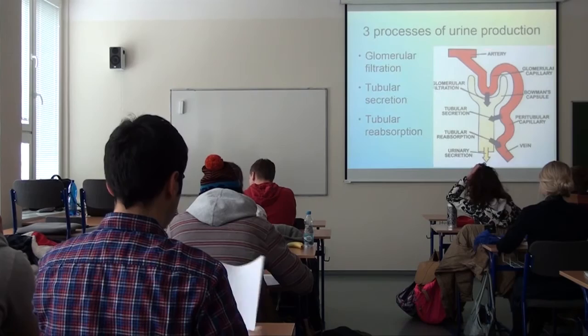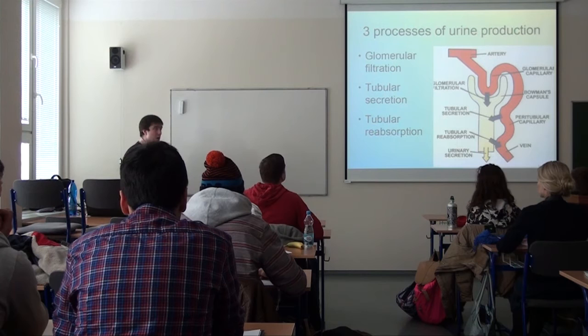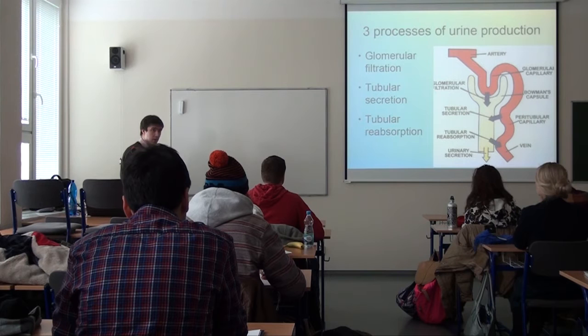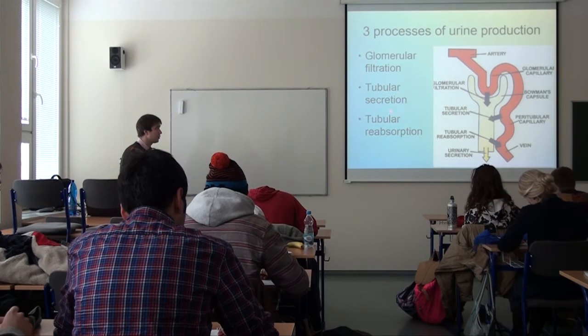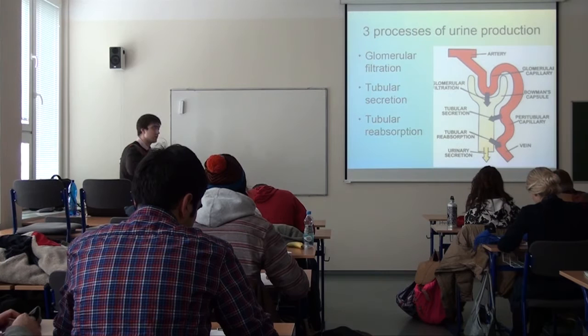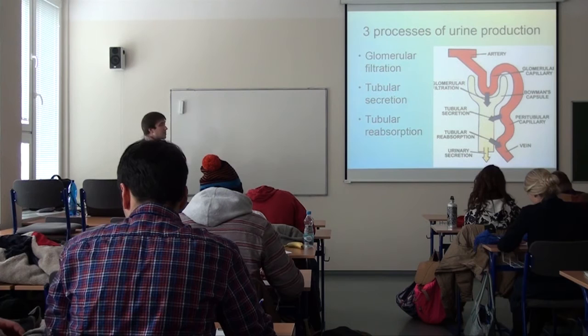If you want to produce urine, you have only these three processes that I have already mentioned, yes? So if in the test is the question, by what processes can you produce urine, there are only three processes. The first process is the glomerular filtration, yes? It is a process at the glomerular capillaries. And then you can reabsorb the compounds from the primary urine, or you can secrete the compounds to the primary urine. Yes? So these three mechanisms can be used to produce urine.